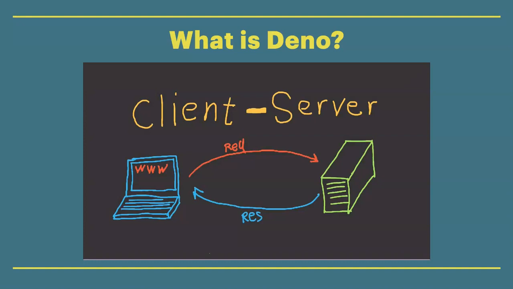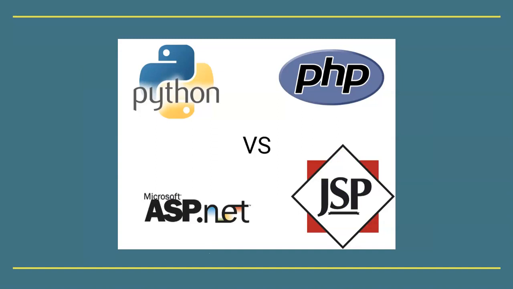For example, I make a request to Amazon.com and Amazon servers respond back with the HTML for Amazon.com. There have been server-side programming languages like PHP, Ruby, Python, ASP, Java, and others which help us respond to browser requests appropriately on the server.